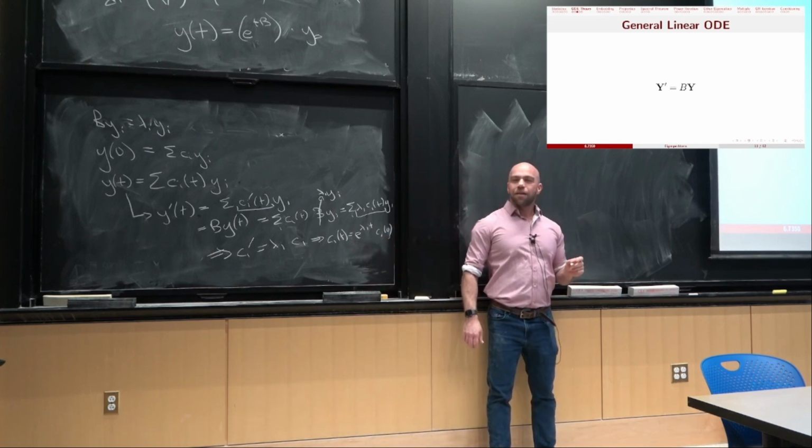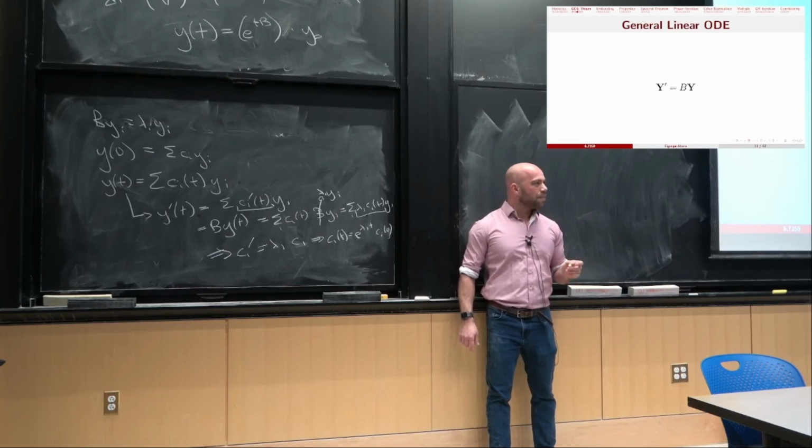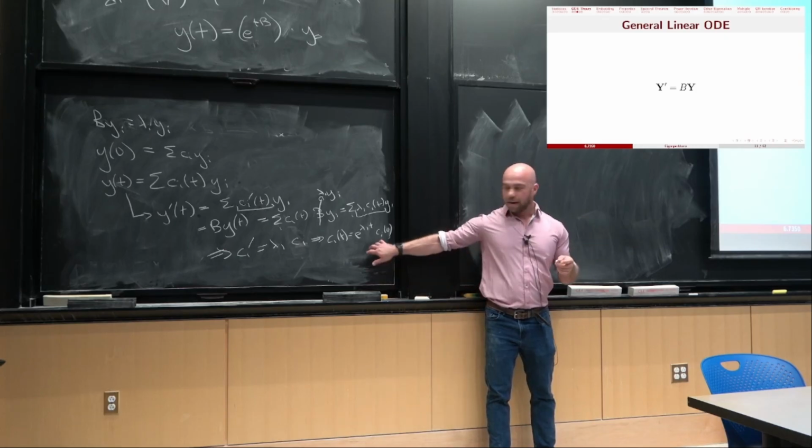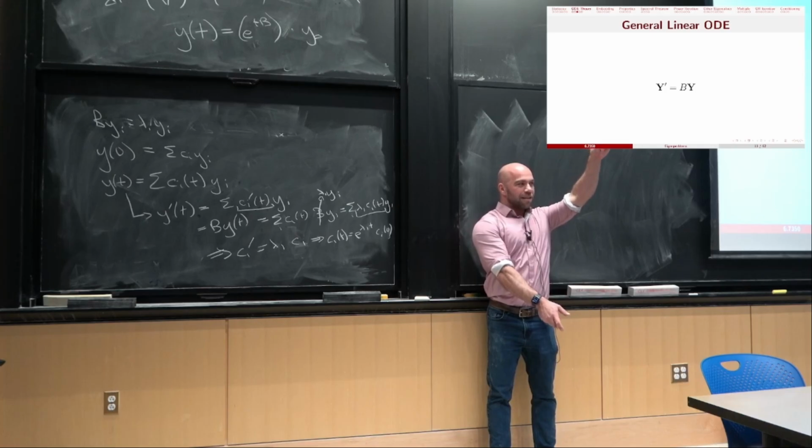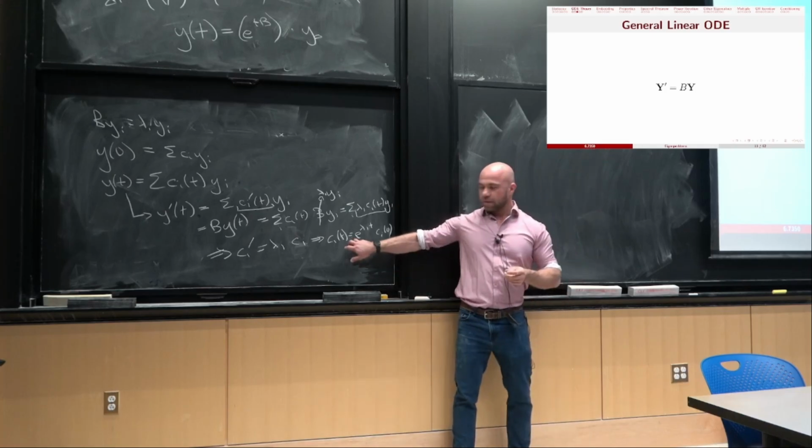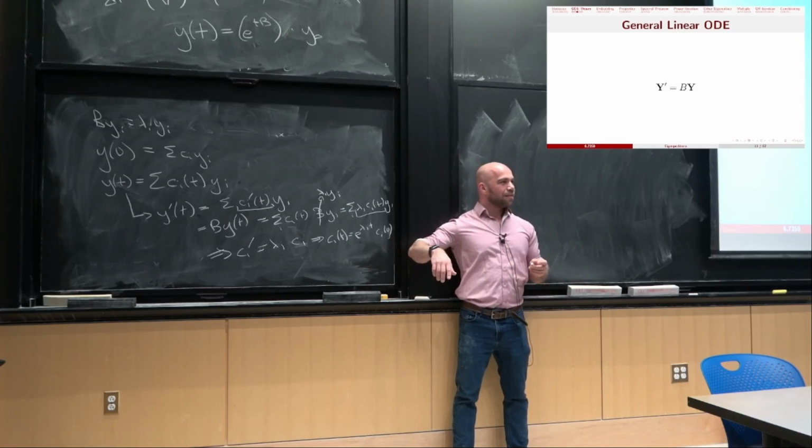So essentially, what did I just argue to you? I showed that if I know all the eigenvectors of B, then necessarily I can just read off solutions of my ODE by writing the initial conditions in the eigenvector basis and then evolving each of the coefficients separately. Does that make sense?